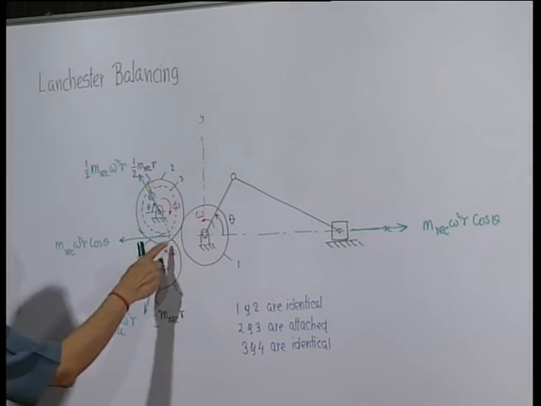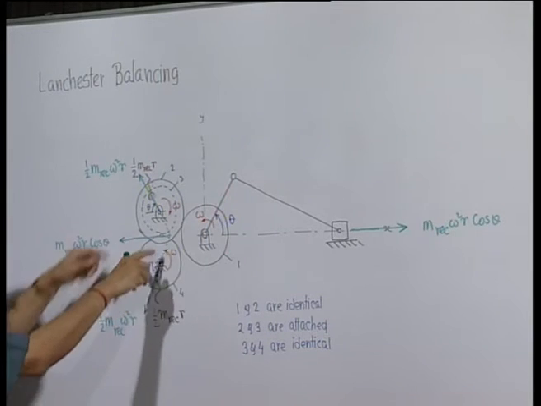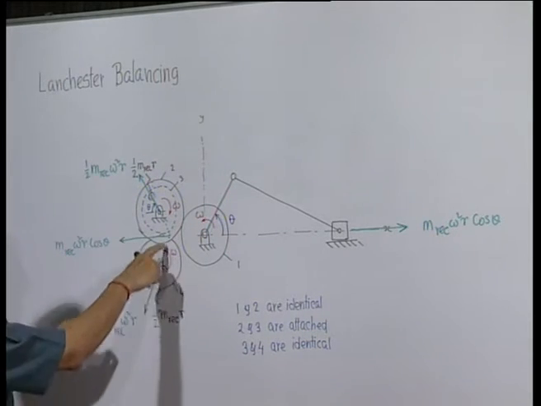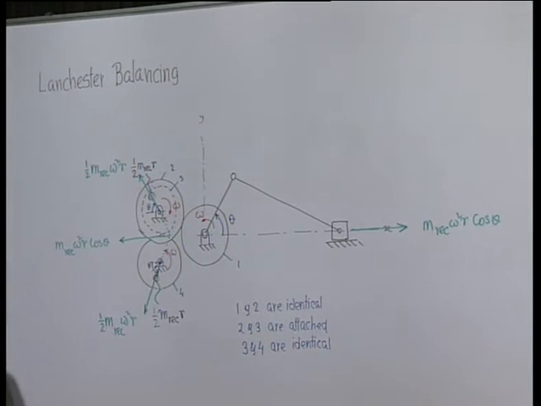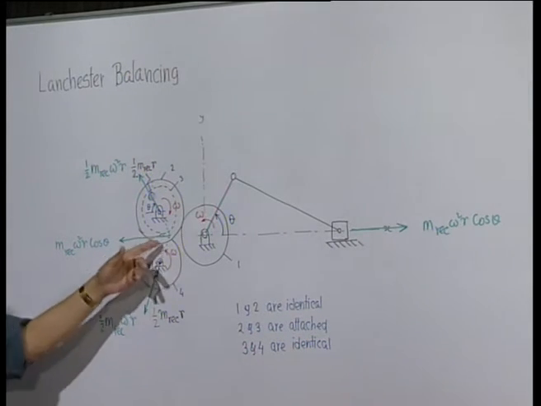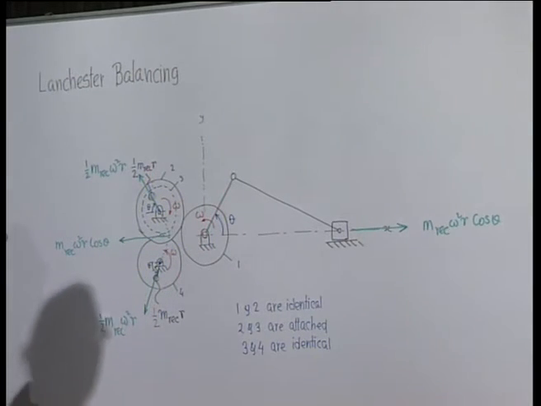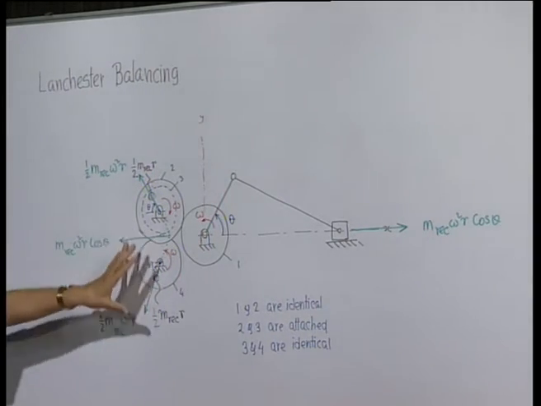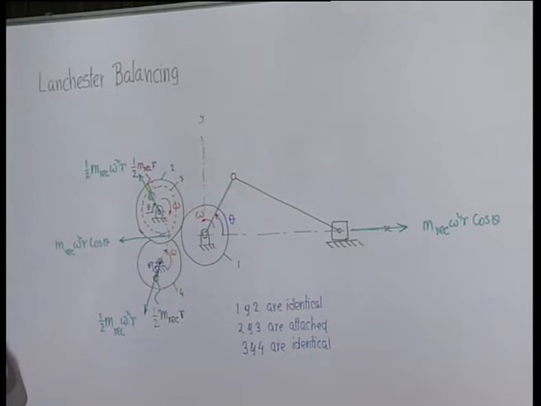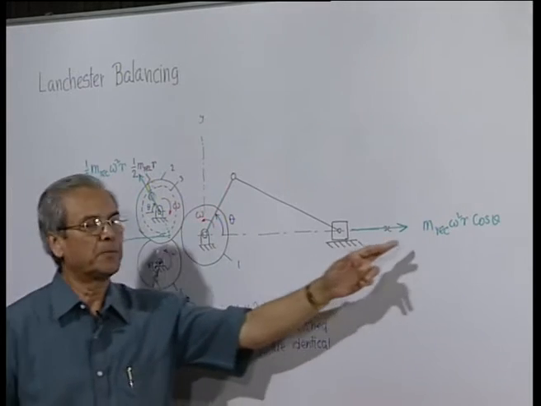As you can see, the resultant of this and this will be in this direction, and the y component of this and the y component of this will be neutralized among themselves. You also have to keep in mind that they must be aligned, so that they do not produce a couple. So, this gear system and this unbalanced mass system can completely neutralize the primary.